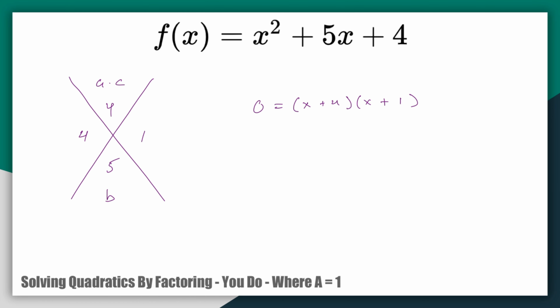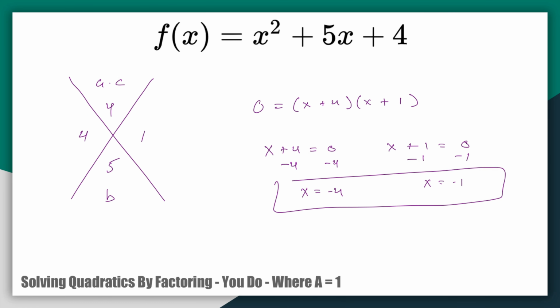Now, I have two equations. I got to set each one to be 0, so x plus 4 is equal to 0, and then x plus 1 is equal to 0. I minus the 4, I minus the 4, I get x is equal to negative 4. I minus the 1, I minus the 1, I get x is equal to negative 1. So here are my two answers, which are your x-intercepts, right? If you were to sketch these, they would need to go through this, okay?